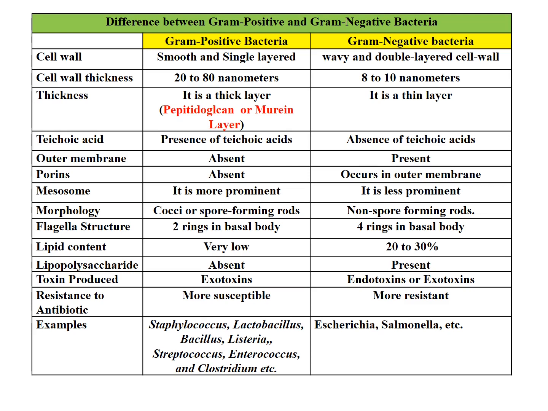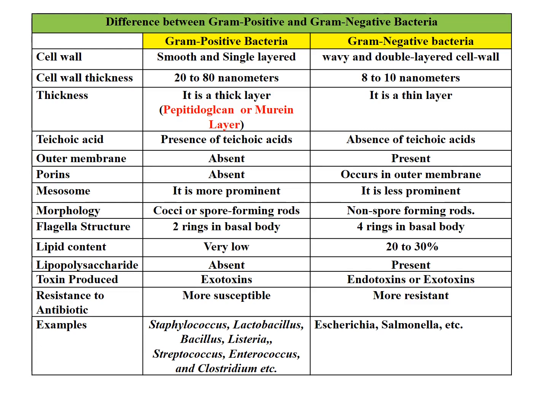Lipopolysaccharide is absent in gram-positive bacteria. Lipopolysaccharide is present in gram-negative bacteria because the outer membrane of gram-negative bacteria is made up of lipopolysaccharides, and the outer membrane is absent in gram-positive bacteria.